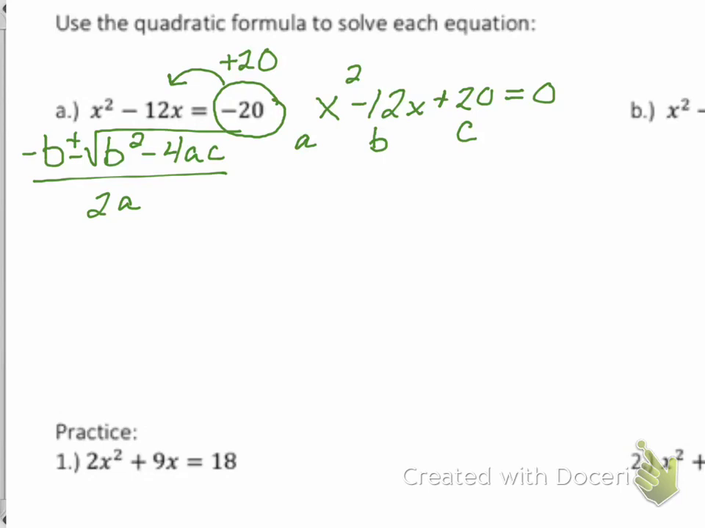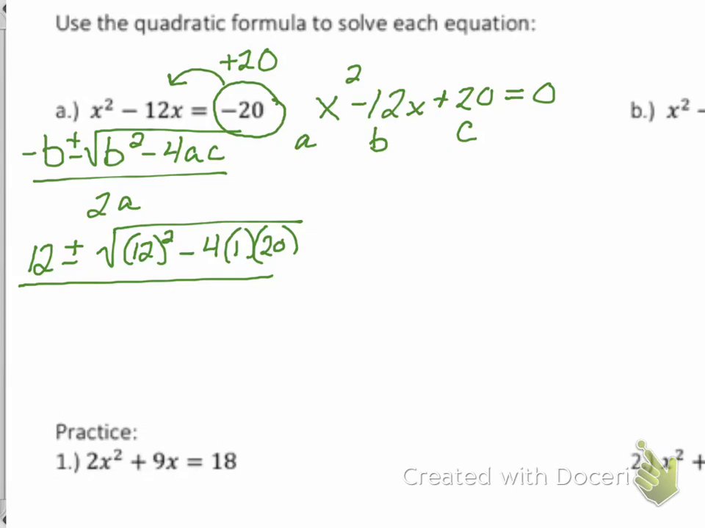So I take the opposite of b, so that makes it just 12. Plus or minus the square root of, and then I'll do b squared, or 12 squared, minus 4 times my a value, which is 1, and c is 20. So I got all of these numbers from the equation, and that whole thing is being divided by 2 times my a value, which is 1.